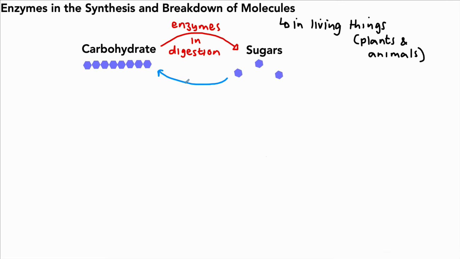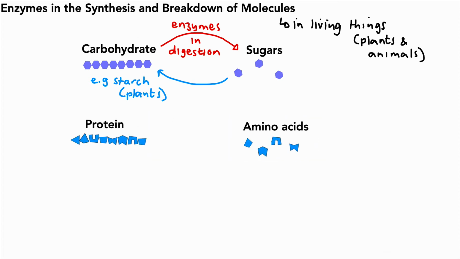Sugars can also be built up into carbohydrates, and one example of that would be sugars being built into starch for storage, and that would be in plants only. But that's another example of where enzymes are used to build larger molecules from smaller ones.